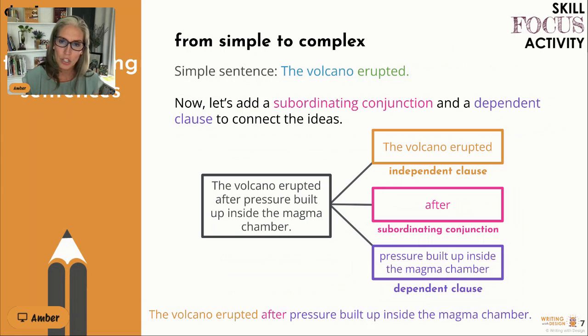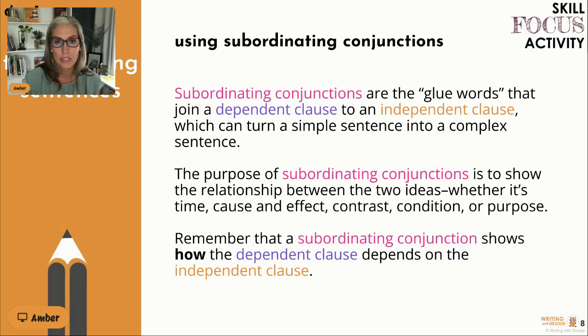So these subordinating conjunctions are a really important set of words for you to learn. They are glue words that help join that dependent clause to that independent clause, to that simple sentence. And it is a way that can turn a simple sentence into a complex sentence.